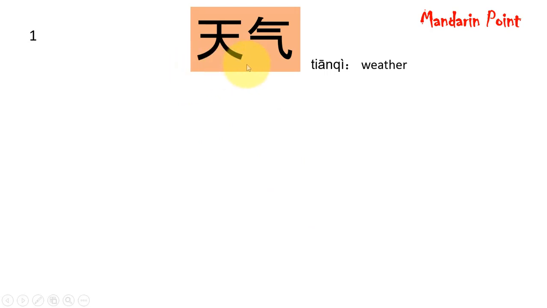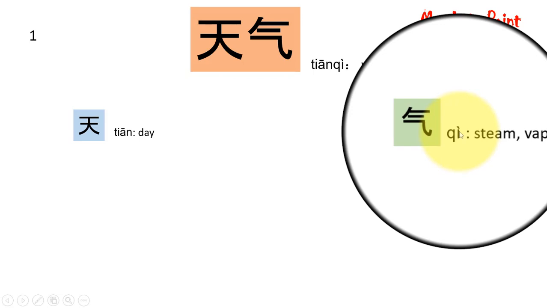Here we have this tian qi, which means weather. After reading this character, we have to decompose it into its basic elements. On the left side we have this tian, which means day. On the right side we have this qi, which means steam or vapor. You can notice that this qi has the fourth tone above it.